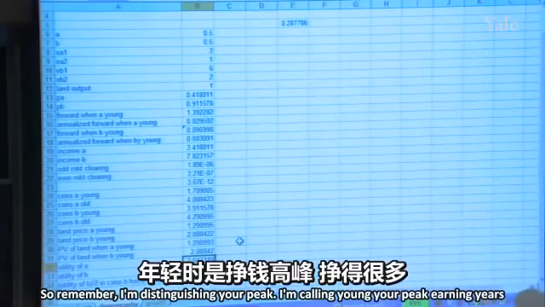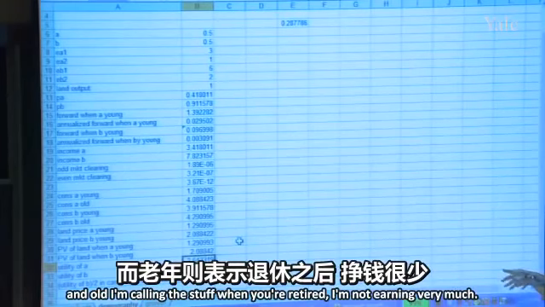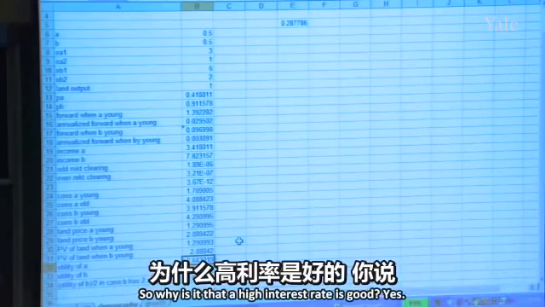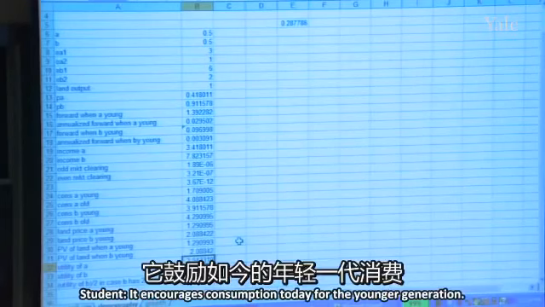So remember, I'm distinguishing your peak, I'm calling young your peak earning years, and old, I'm calling the stuff when you're retired and not earning very much. So why is it that a high interest rate is good? Yes? It encourages consumption today for the young generation.